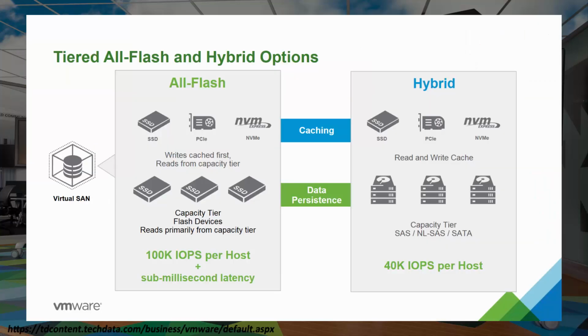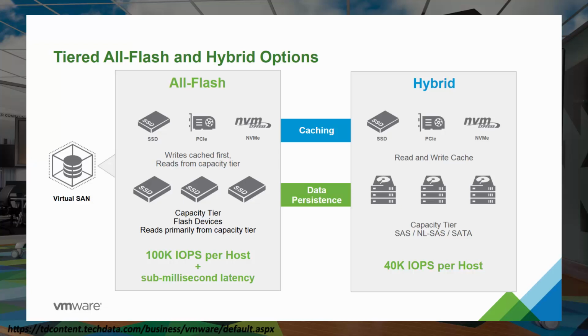vSAN offers 2 configurations, the all-flash and the hybrid architectures. There is a flash-based caching tier, which can be configured using flash devices like SSDs, PCI cards, as well as the new NVMe. The flash caching tier dramatically improves the performance of storage operations. In all-flash architectures, the flash-based caching tier is intelligently used as a write buffer only, while another set of SSDs forms the persistent tier to store data on.